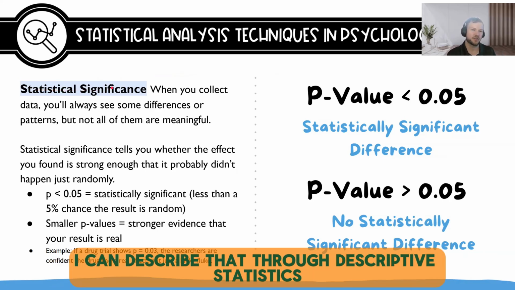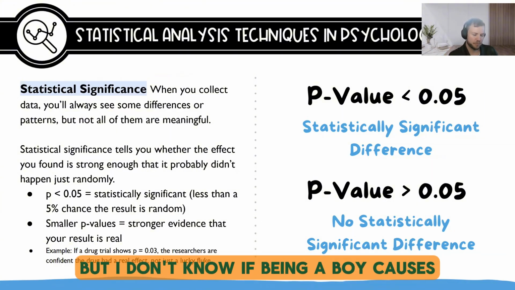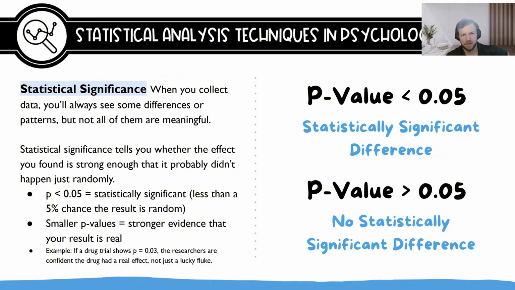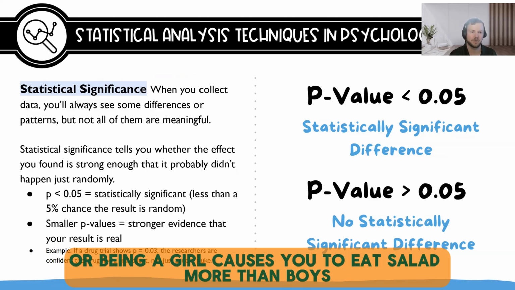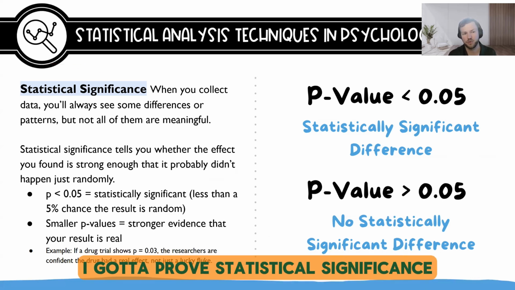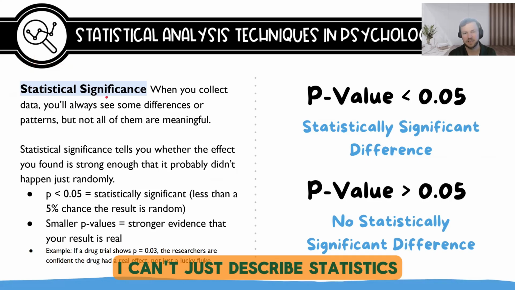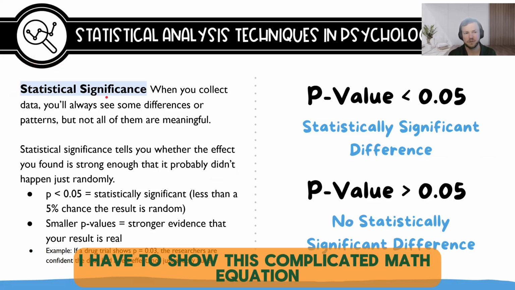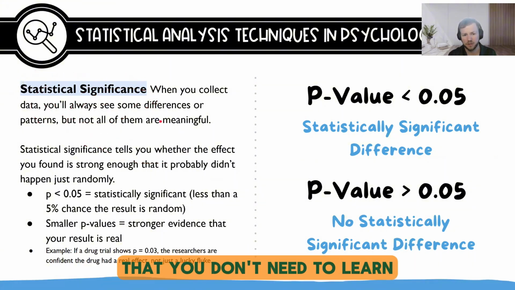So I can describe that through descriptive statistics, but I don't know if being a boy causes going to the bathroom more, or being a girl causes you to eat salad more than boys. In order to prove there is a causal relationship here, or an interesting relationship, I've got to prove statistical significance. I can't just describe statistics. I have to show this complicated math equation that you don't need to learn, but we need to understand.